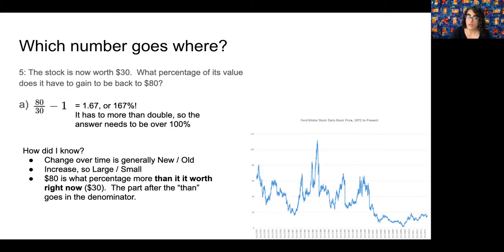How did I know? Well, again, new over old. In the future, I want it to be worth $80. That's the new number, where it's now, that's the older number, only worth 30. This is an increase, and whenever we're looking at an increase, you have to be looking at the larger number over the smaller number. And the last way to think about it is to say $80 is what percentage more than it is worth right now. So the value right now, the $30, is the denominator. So those are ways that you think about which number goes where on one of these percentage change problems. And again, you always need to pause and ask yourself that question.